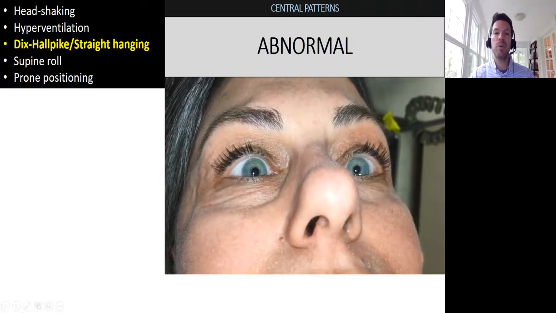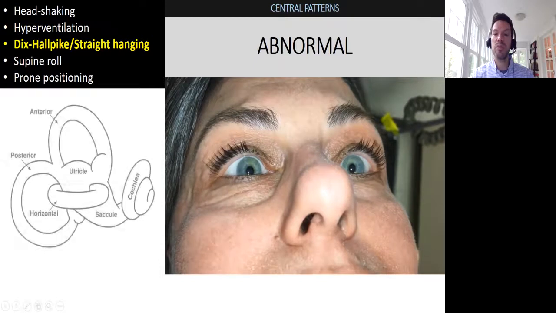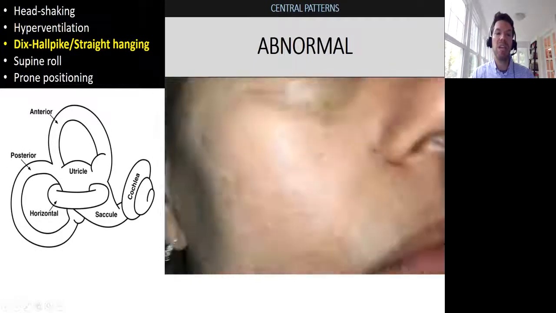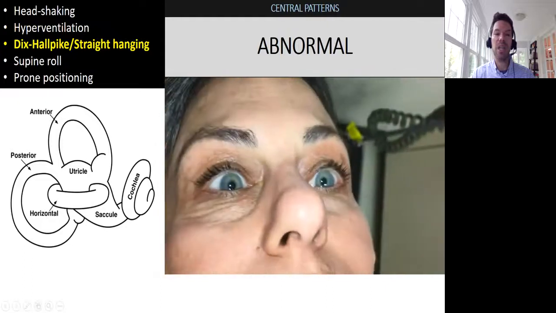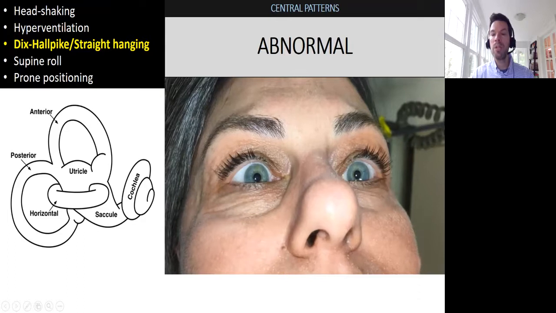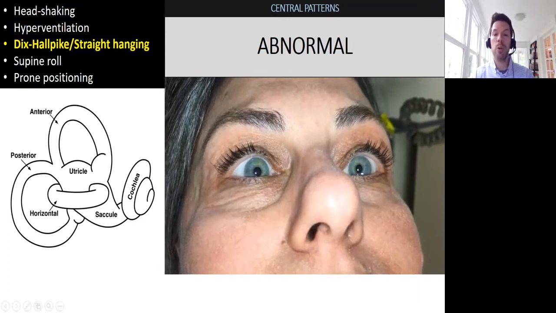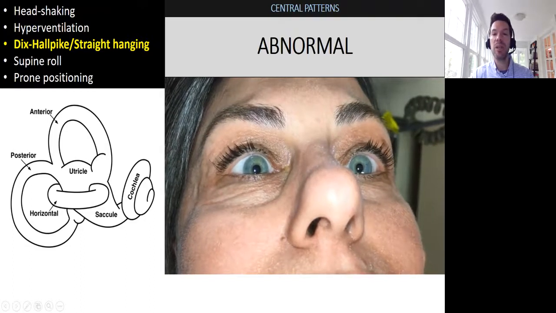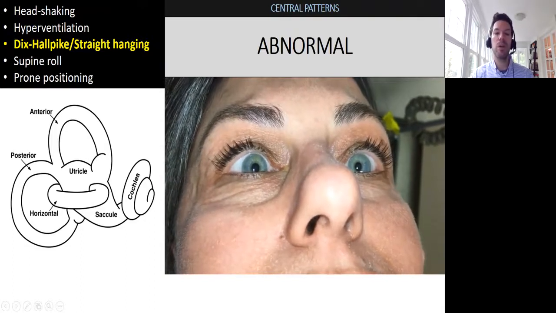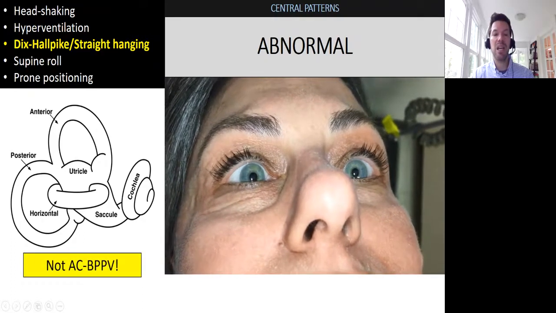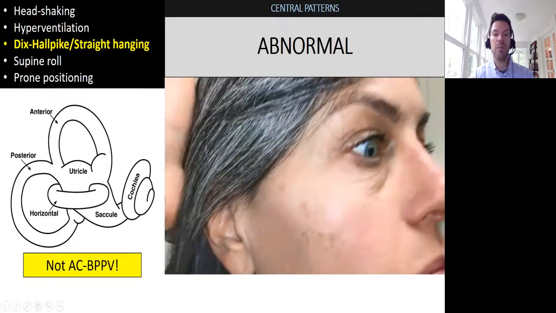This is very atypical for benign paroxysmal positional vertigo. Here's what the labyrinth looks like. You can technically get downbeat nystagmus from anterior canal benign paroxysmal positional vertigo, but it should behave like posterior canal or horizontal canal. There should be a latency. It should fatigue. There should be sort of a crescendo-decrescendo pattern to it, none of which were present in this case. This is not a case of anterior canal BPPV.